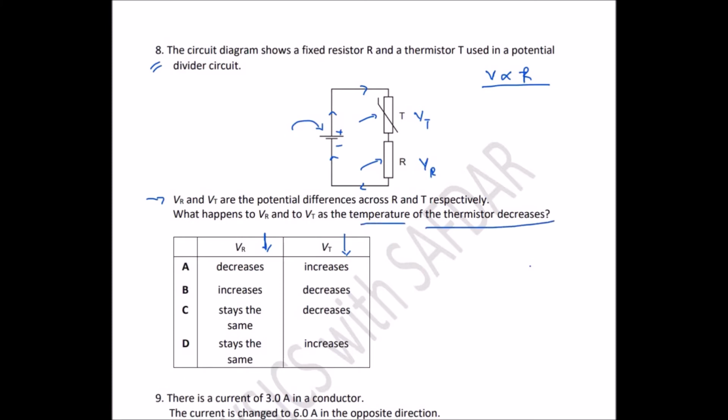Temperature of thermistor decreases. Thermistor is a very special type of resistor. Its resistance depends upon its temperature like this. At high temperature, its resistance decreases. And at low temperature, its resistance increases.